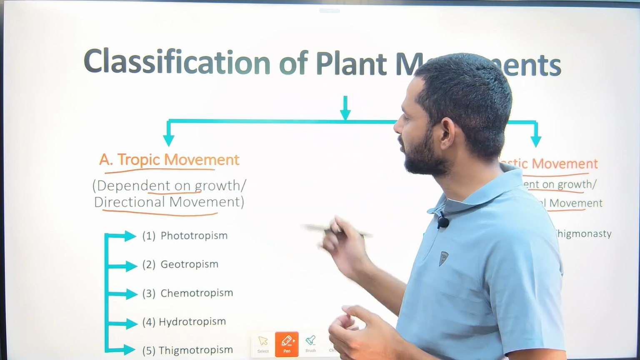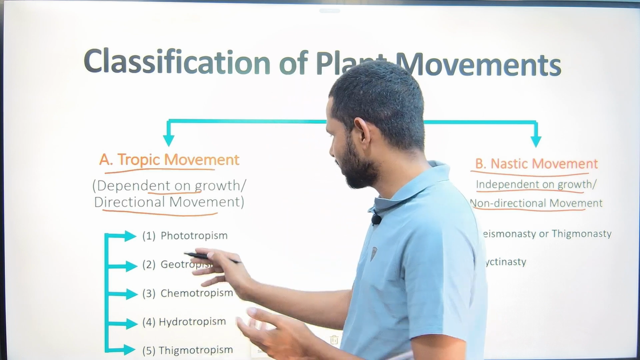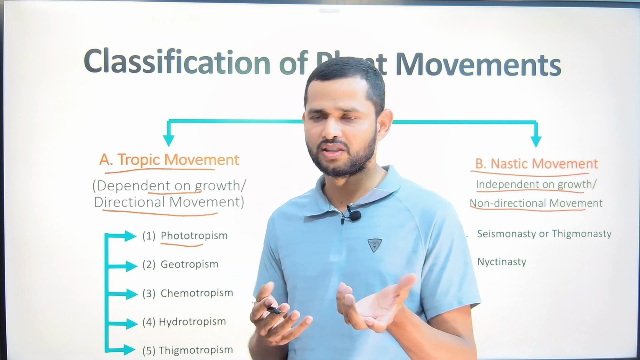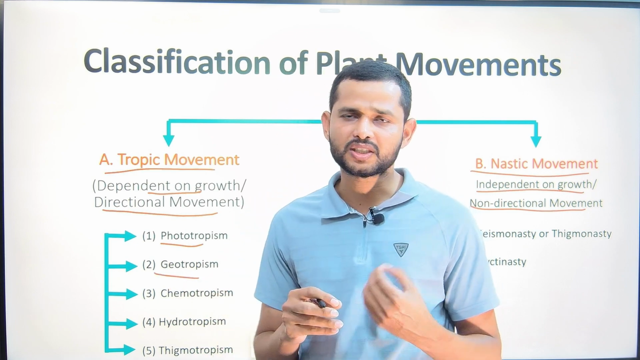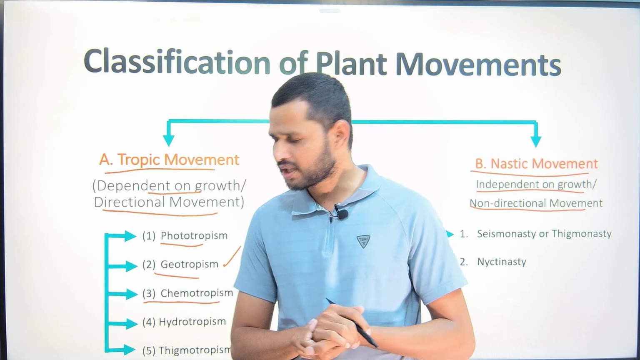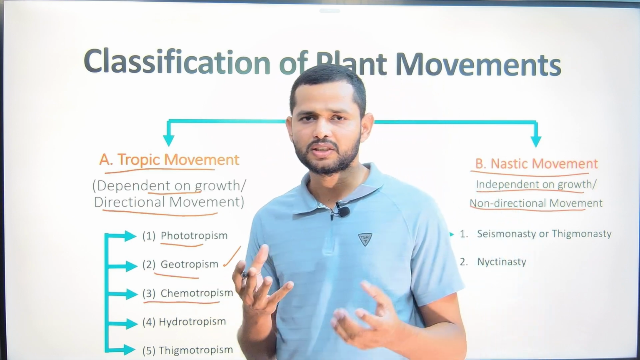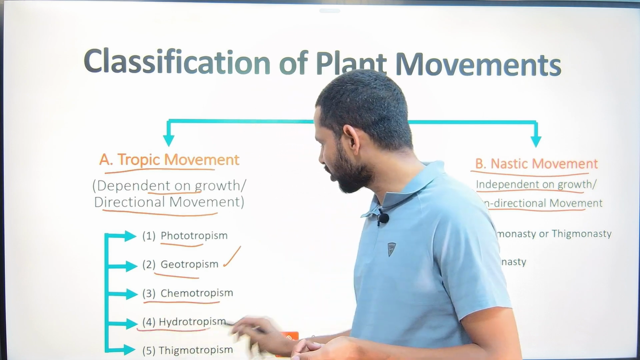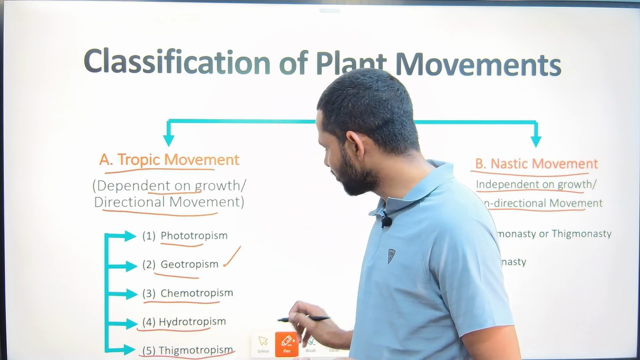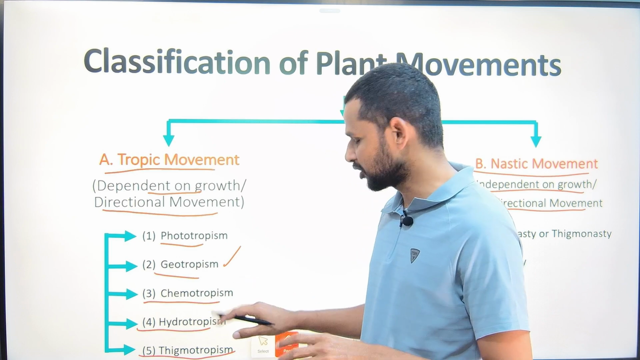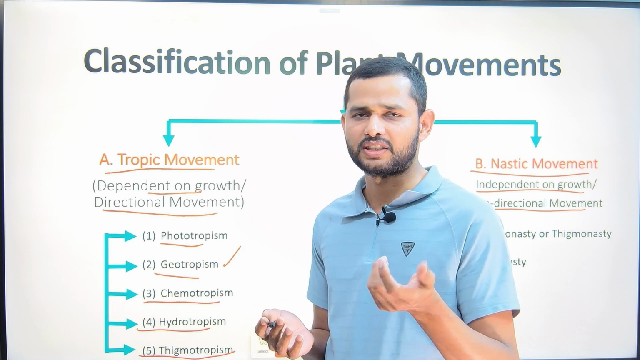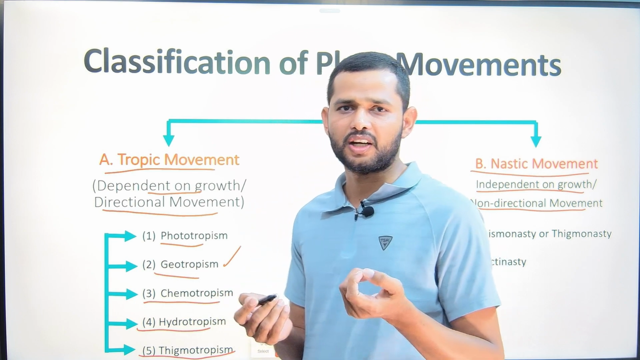Tropic movement is further divided into five categories. Phototropism is the response towards light. Geotropism is the response towards gravity. Chemotropism is the response towards chemicals. Hydrotropism is the response towards water. Thigmotropism is the response to some support system, such as the tendrils of plants that you can see in peas and cucurbitaceous species of plants.